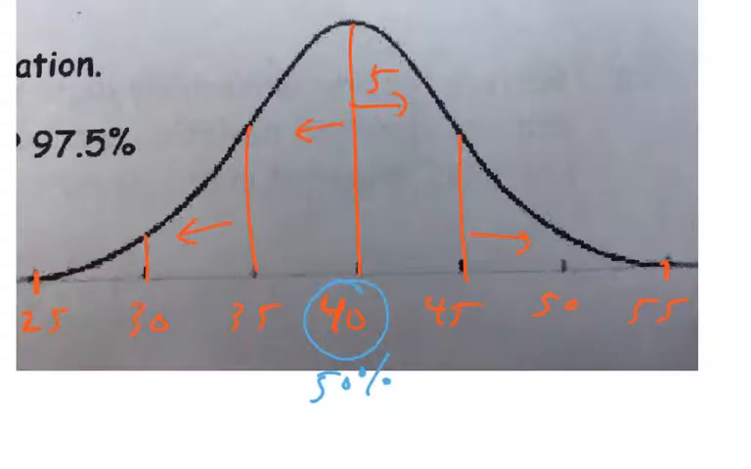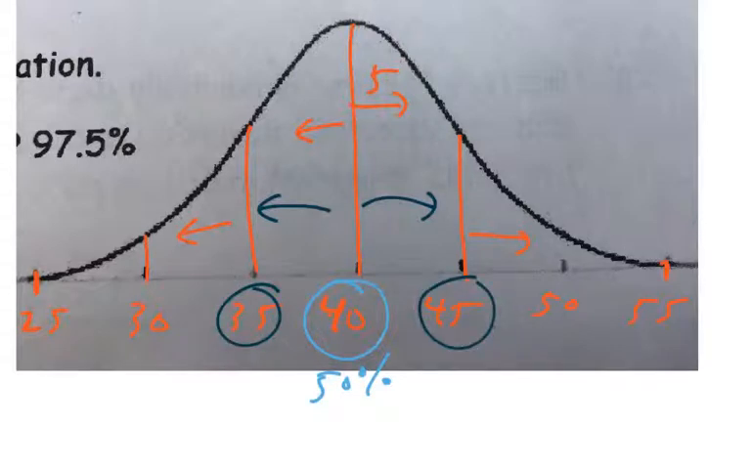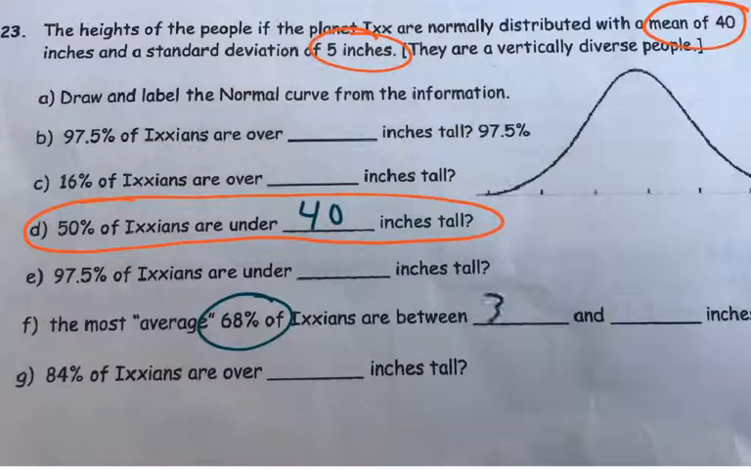Well, according to the empirical rule, isn't 68% one standard deviation this way? So we know between 35 and 45 is the 68% of Ixians. Okay? Now what? The other numbers are a little bit baffling to me. Let's go ahead and play around with the numbers a little bit. Let's start with B.